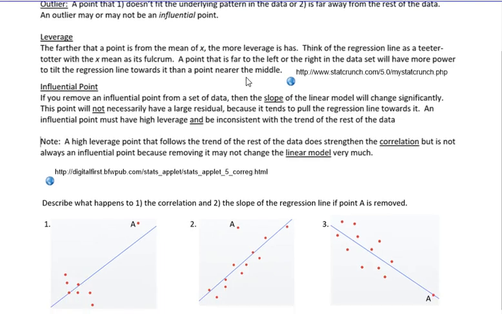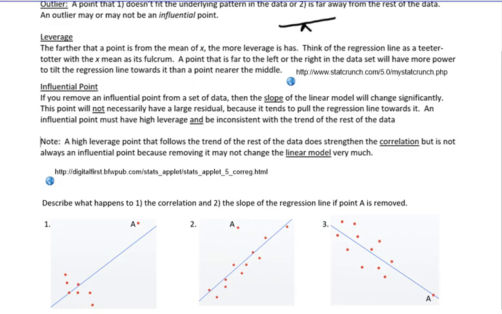I want to define a term called leverage. The farther that a point is from the mean of x, the more leverage it has. Think of the regression line as a teeter-totter or a seesaw with the x mean as its fulcrum. So here's the line and here is the fulcrum.